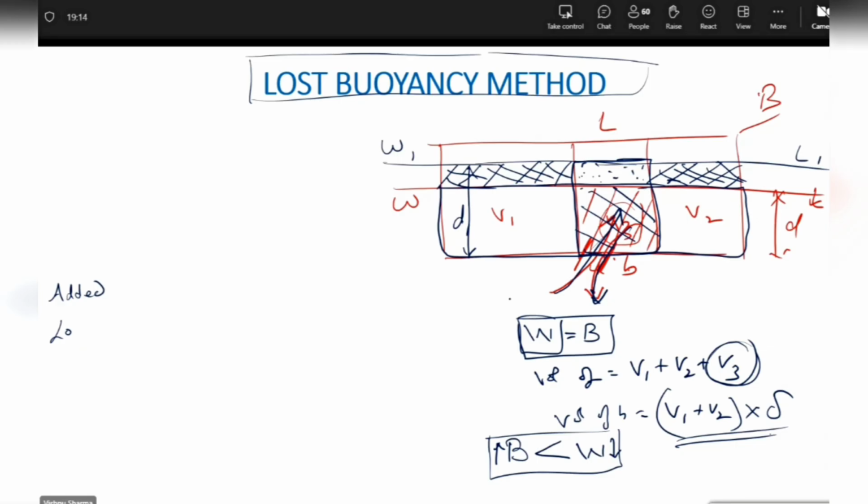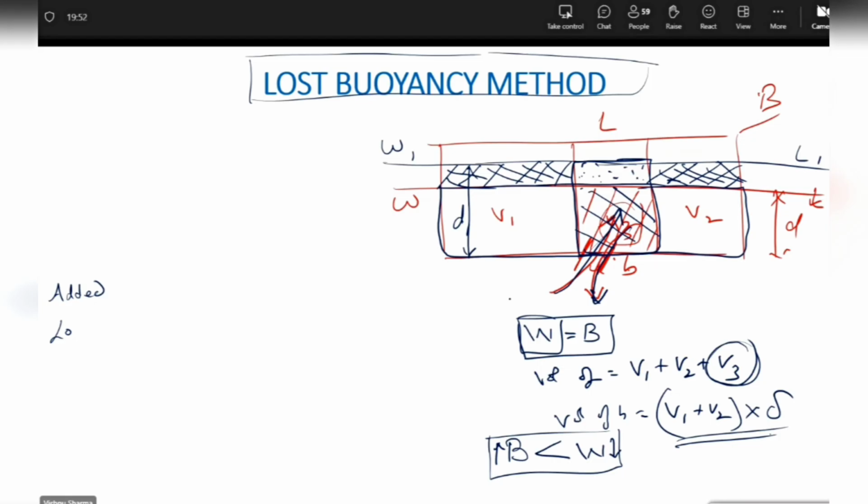In both cases, sinkage is taking place. In both cases, the vessel will settle at the same draft D1. But how it is being perceived is different in the two scenarios. In one scenario, you are saying it was the increase in weight which led to the increase in draft. In the second one, I'm saying it is the loss of buoyancy which has led to the increase of draft. And the second method is called the lost buoyancy method. Guys, any questions on the lost buoyancy method or the added weight method?